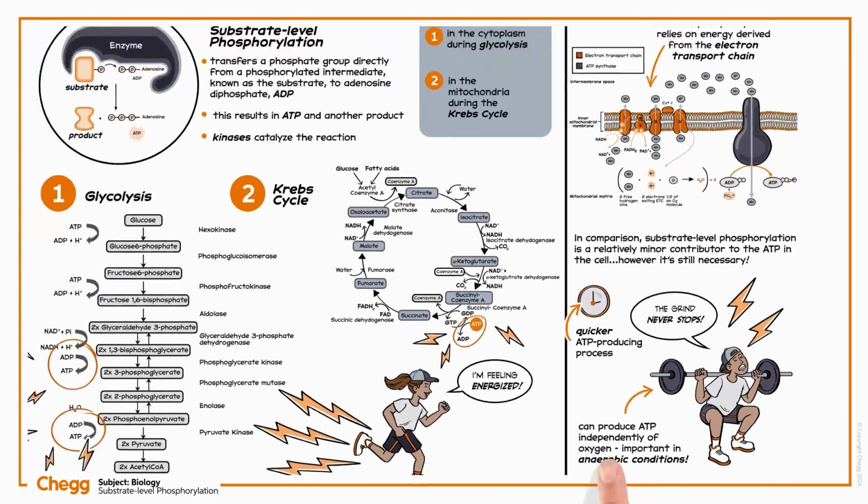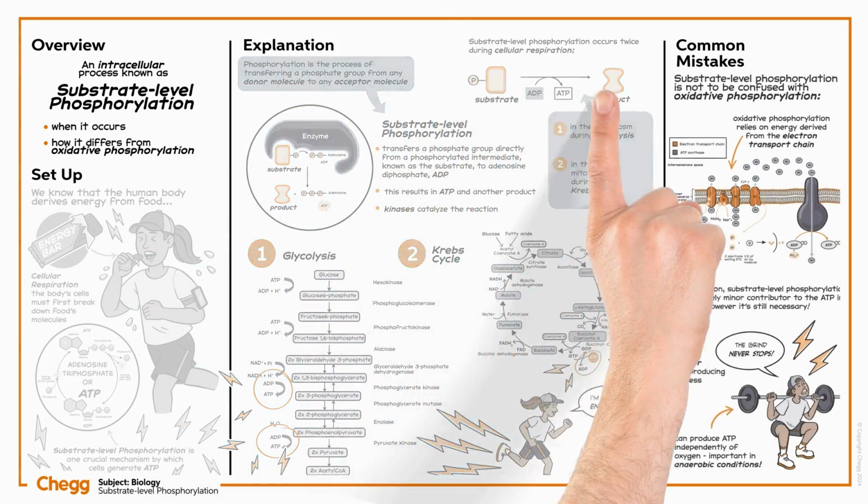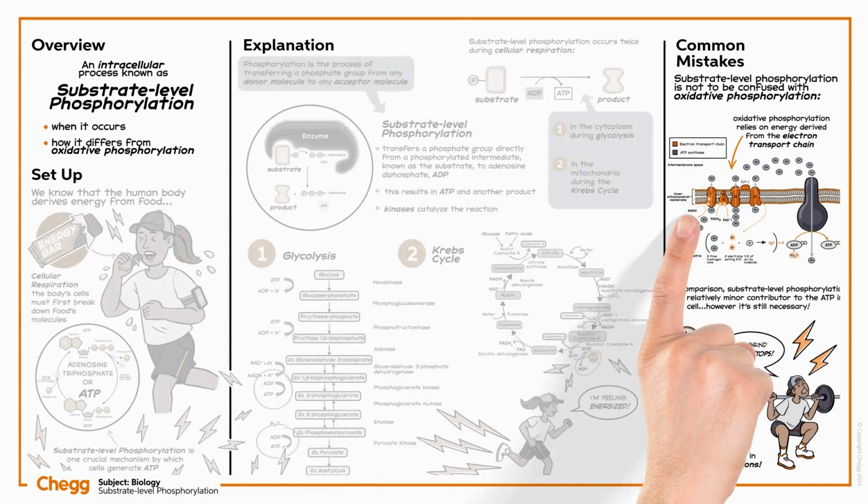In this lesson, we've covered substrate-level phosphorylation, when and where it occurs, and how it differs from oxidative phosphorylation.